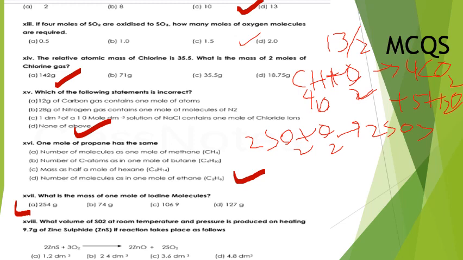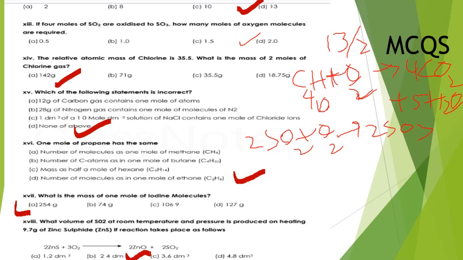If you take it from the equation, it gives you a 2:2 ratio between zinc sulfide and SO2. So 0.1 will be equivalent to 0.1. One mole of SO2 holds 22.414 dm³, so how much will 0.1 hold? 22.414 divided by 1 multiplied by 0.1. The answer is 2.4 dm³. Right, this will be your answer.